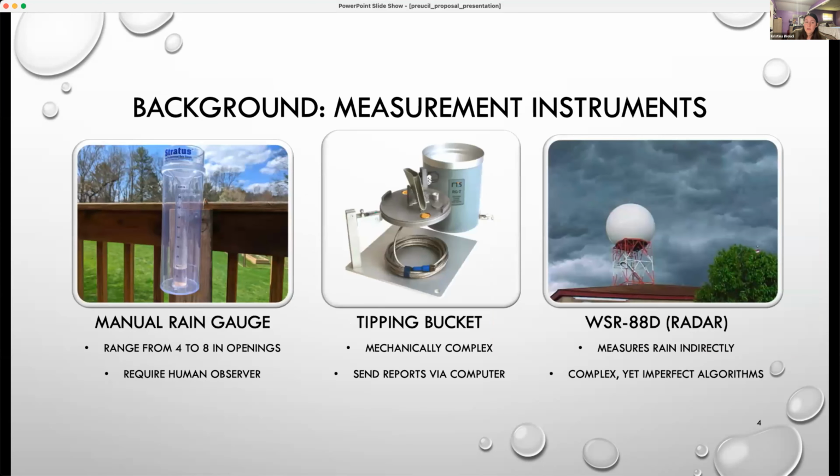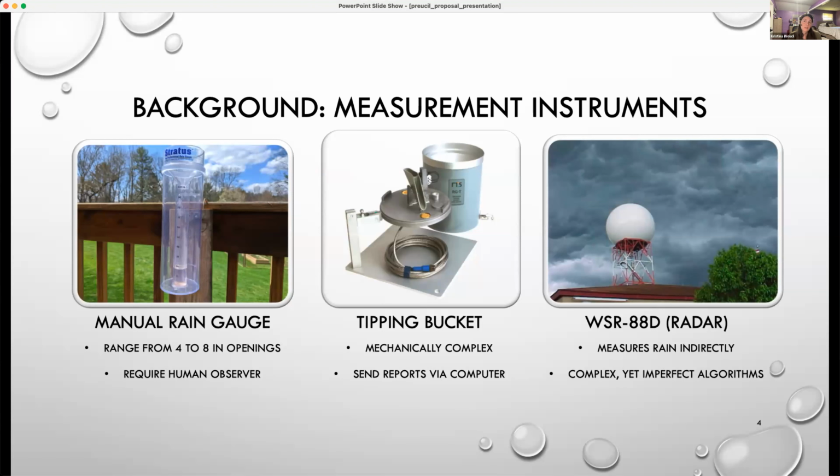So moving on, I want to talk about some of the instruments that we do use to measure. There are three main methods, call them, to measure rain, and that's rain gauges, radar, and satellite remote sensing. This project's only going to focus on gauges and radar, as the satellite products can be pretty spatially and temporally coarse.